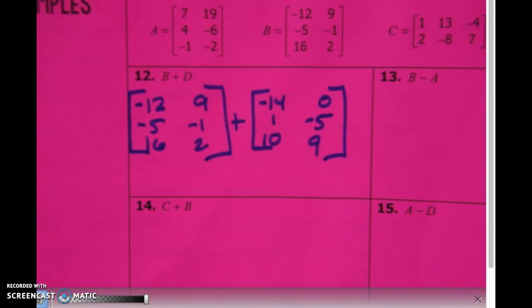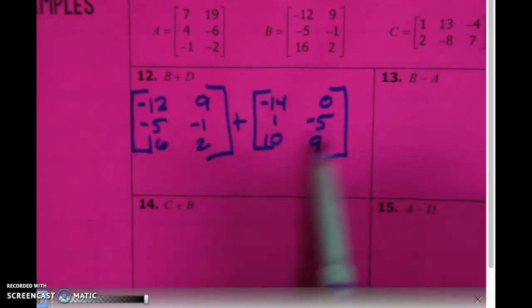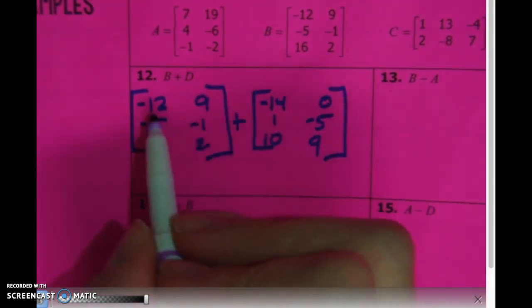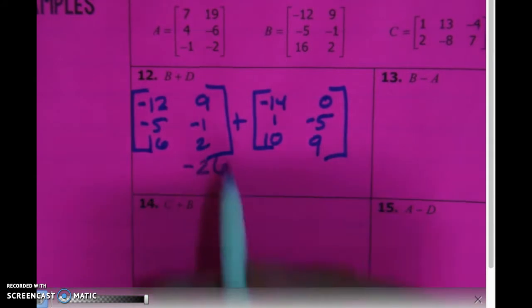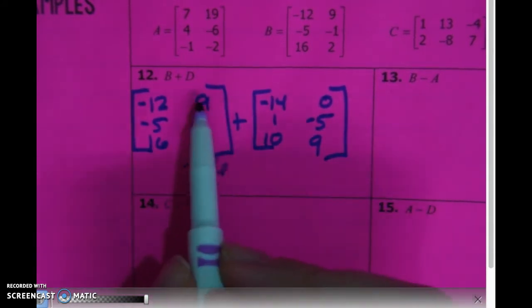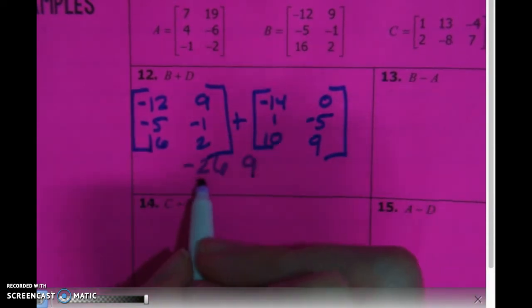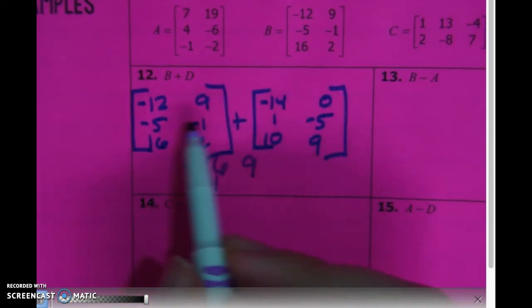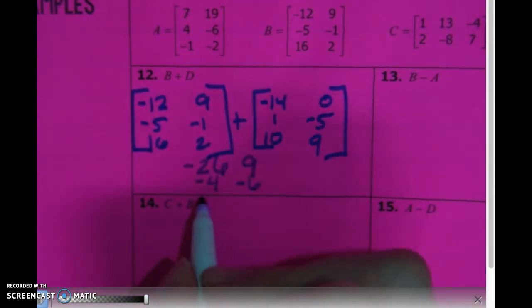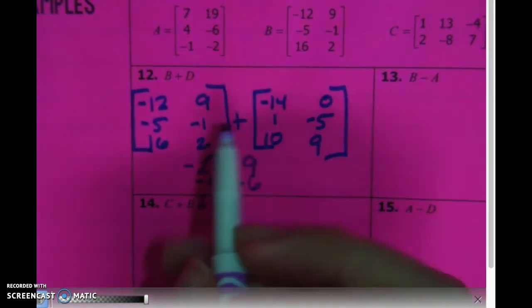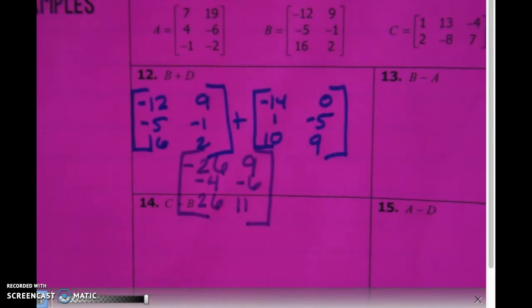So negative 12 is 1, 1, right? The element 1, 1. What's element 1, 1 over on this guy? Negative 14. So what's negative 12 plus negative 14? Negative 26. Yep. Well, that's not the final answer. 9 plus 0 is 9. Negative 5 plus 1? Negative 4. Negative 1 plus negative 5? Negative 6. 16 plus 10? 26. 2 plus 9? 11. Now, Dylan, that's my final answer.